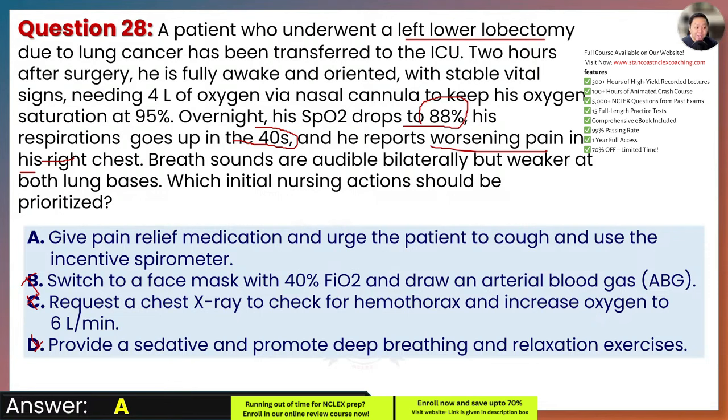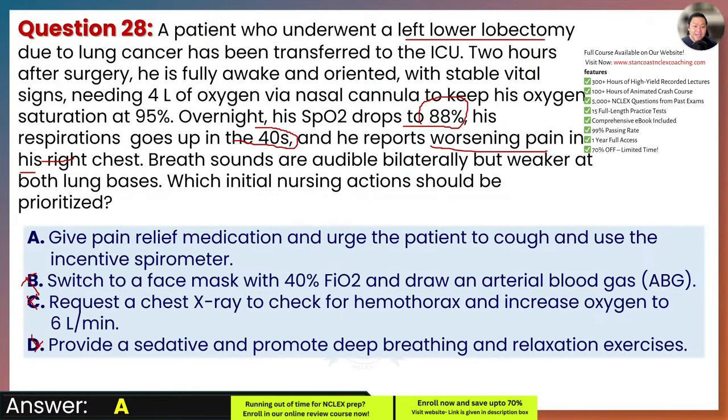Now, why is letter C incorrect? Request a chest x-ray to check for hemothorax and increase oxygen to 6 liters per minute. Well, a chest x-ray might be indicated if there are signs of bleeding or hemothorax, or maybe asymmetrical breath sounds or hypotension, but the patient does not exhibit signs of acute hemothorax, such as unequal breath sounds or hemodynamic instability. Bilaterally diminished breath sounds could be expected after a lobectomy and are likely due to atelectasis, which is a common complication after lung surgery, not bleeding.